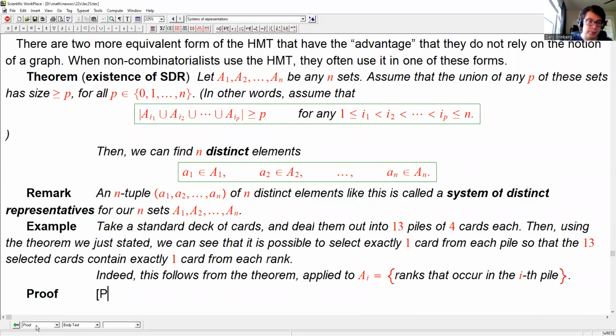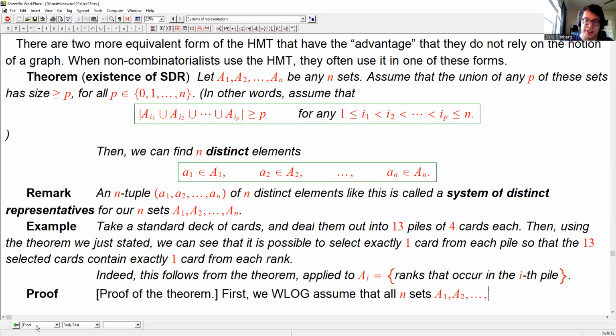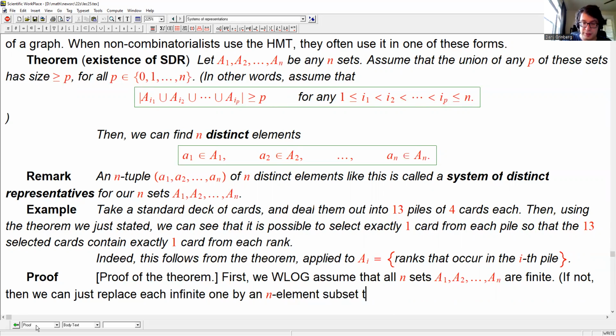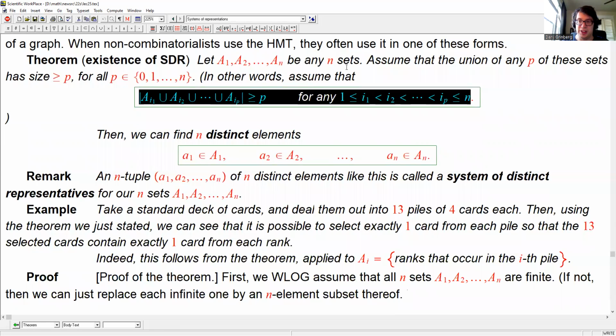Okay, so proof of the theorem. First, we assume without loss of generality that all n sets A1 through An are finite. How do we ensure that? Well, we can just replace each infinite one by an n element subset. And it's not hard to see that this does not break this condition. So if we do this, we get finite sets, but they still satisfy this assumption.